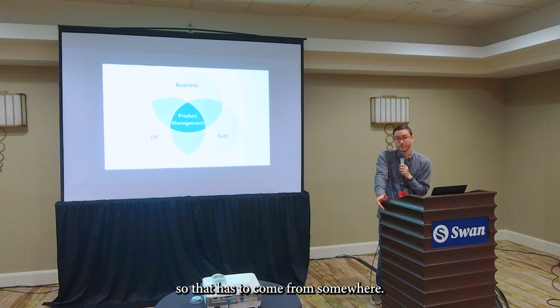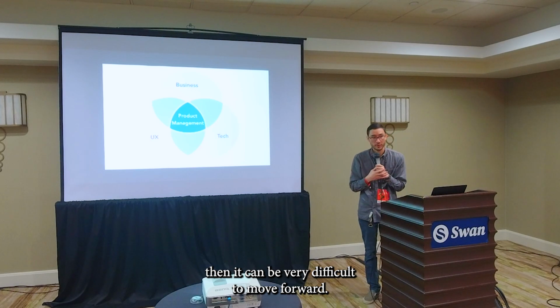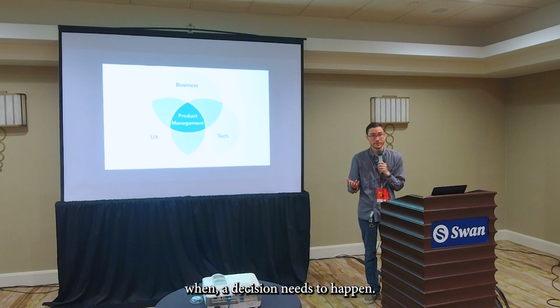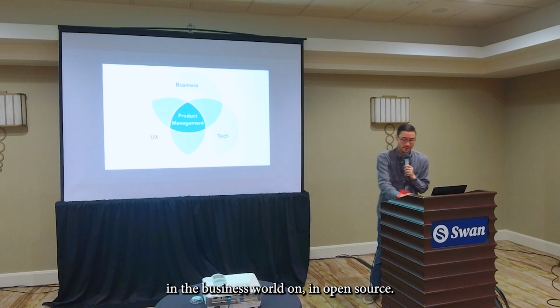So that has to come from somewhere. If you're on a team and it's not clear who's making decisions and who has decision-making power, then it can be very difficult to move forward when a decision needs to happen. So this is how it works in the professional context in the business world.